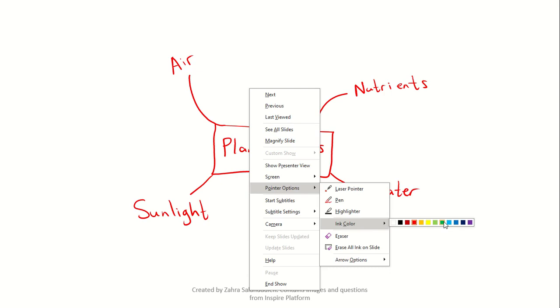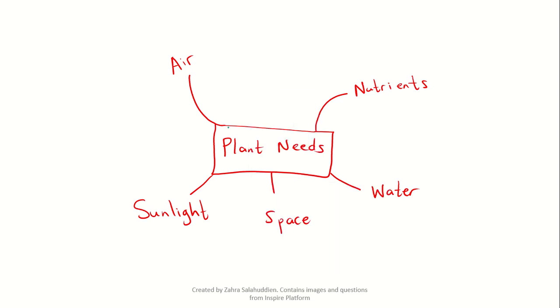Okay, so now let's list why they need it and what parts of the plant give it what it needs. Okay, so let's think about the sun and the air. Plants need the sun and the air because they use it to make food. So the part of the plant that makes food is the leaf. So leaves are the parts of the plant that make food for the plant.